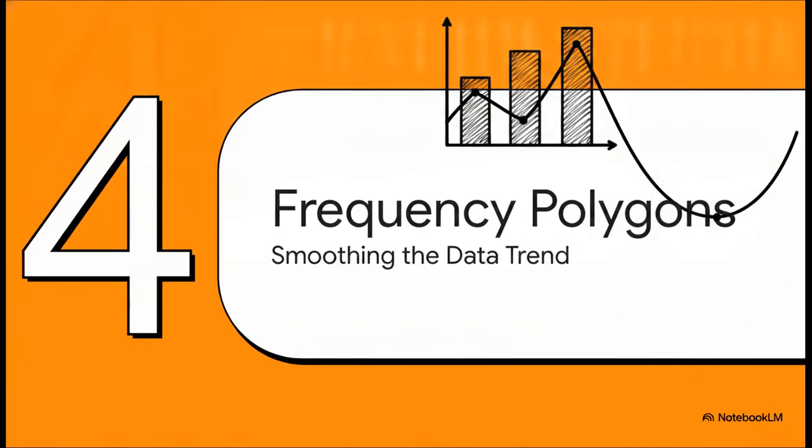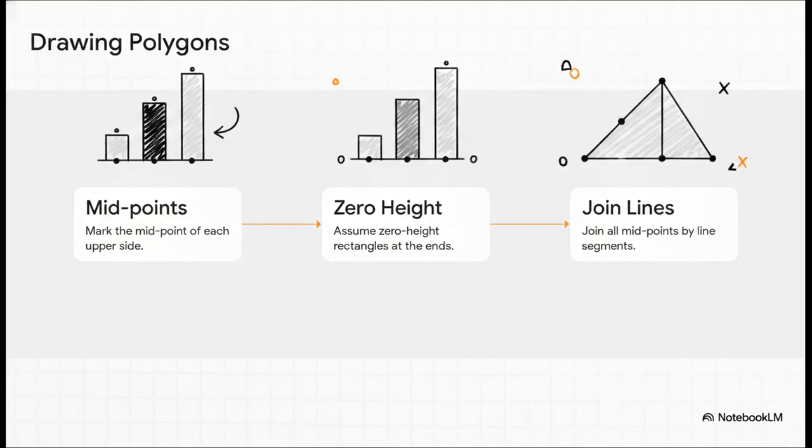Now let's step it up a notch in part 4, drawing frequency polygons. To draw a frequency polygon right over a histogram, we follow a simple logical sequence. First, we find and mark the exact midpoint of the top upper side of each rectangle. Second, we must anchor our line to the x-axis so the figure becomes completely closed. We do this by assuming imaginary zero-height rectangles just before the first class and just after the last class, marking their midpoints right on the x-axis. Finally, we join all these midpoints in order using straight line segments.